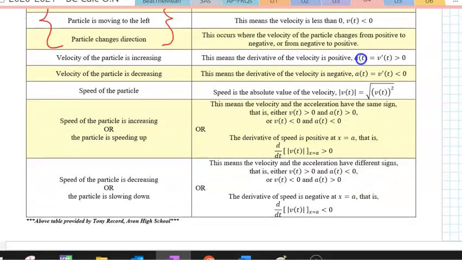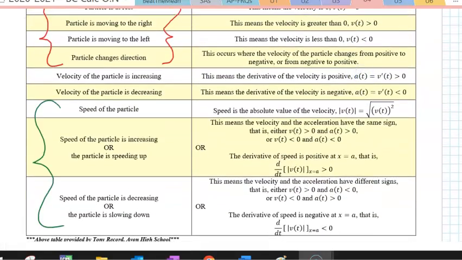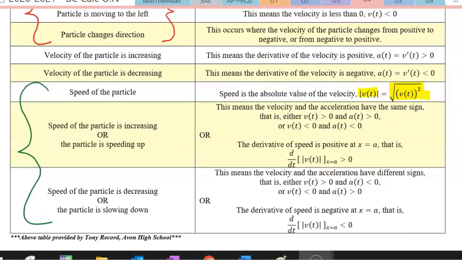A couple other key phrases that we should reckon with: the velocity of a particle is increasing or decreasing depending on what the acceleration looks like. For speed, the speed of a particle is the absolute value of velocity, but we could also write this as the square root of velocity squared. So that's an interpretation of the speed in order to get the absolute value. You can also write it by definition as the square root of velocity squared. This looks a little odd, but just trust me on this one.